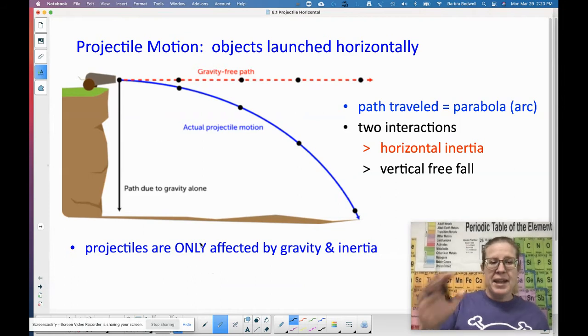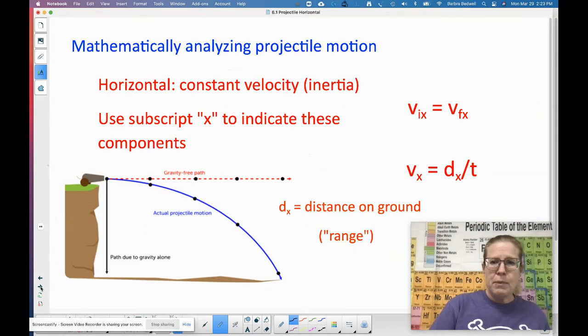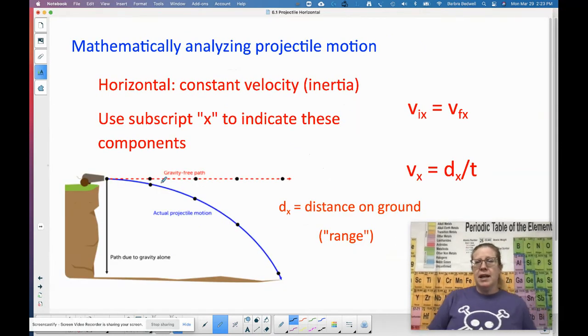There we go. So again, two different motions. So how do we analyze these things? Okay, the trick is to analyze the horizontal component and the vertical component as though they are separate problems.